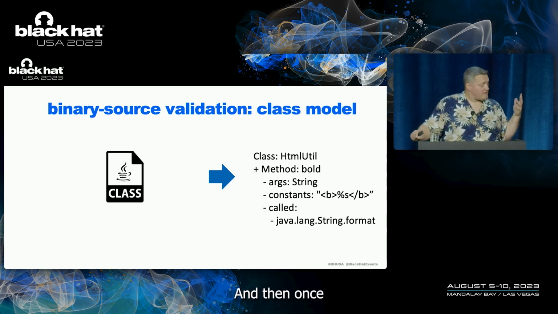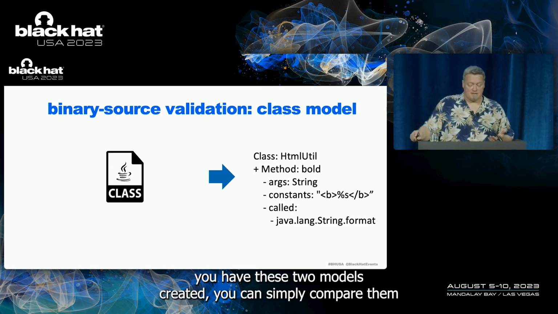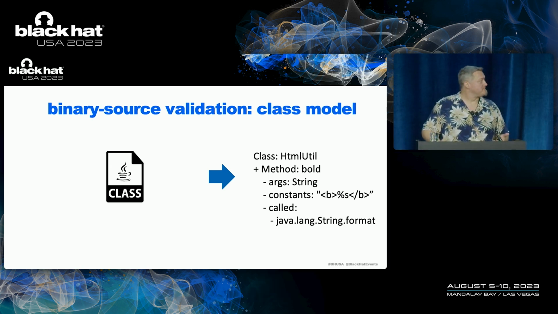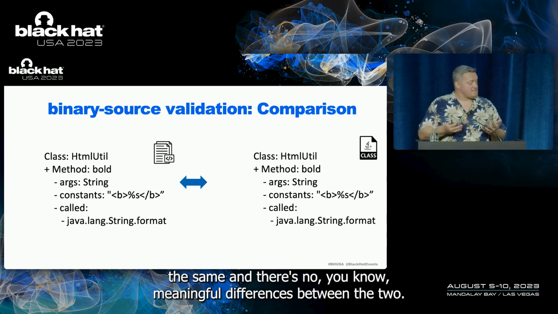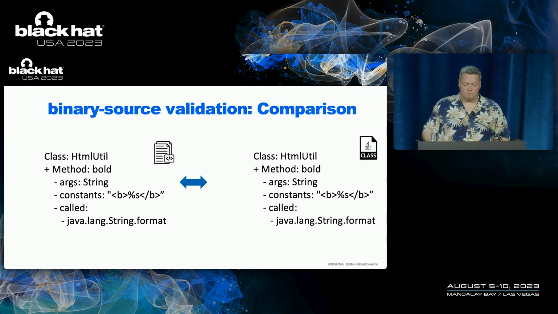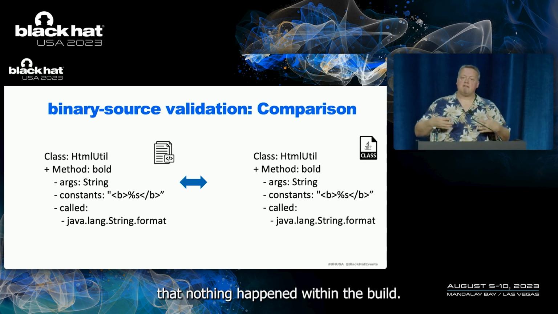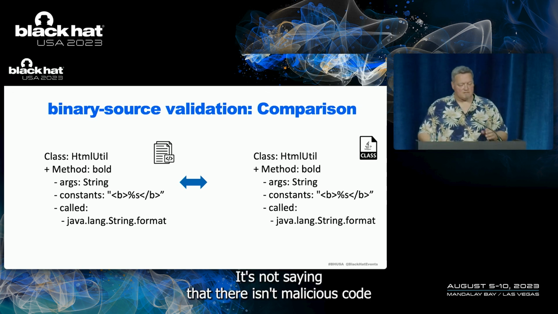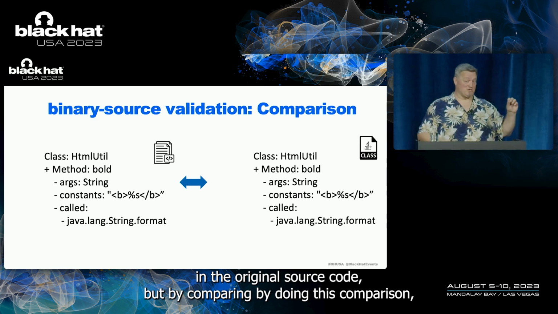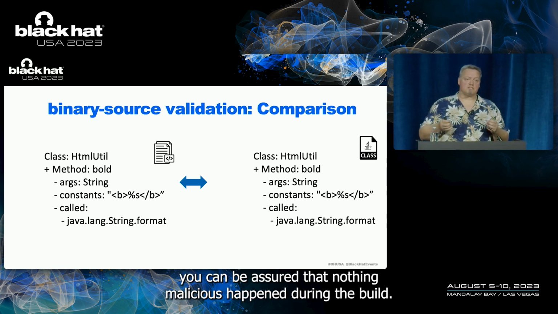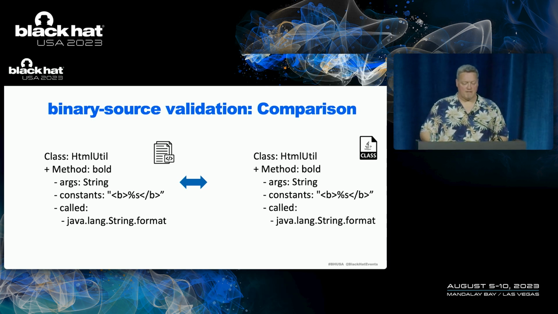And then once you have these two models created, you can simply compare them. If they look the same and there are no meaningful differences between the two, well, you can be pretty assured that nothing happened within the build. It's not saying that there isn't malicious code in the original source code, but by doing this comparison, you can be assured that nothing malicious happened during the build.